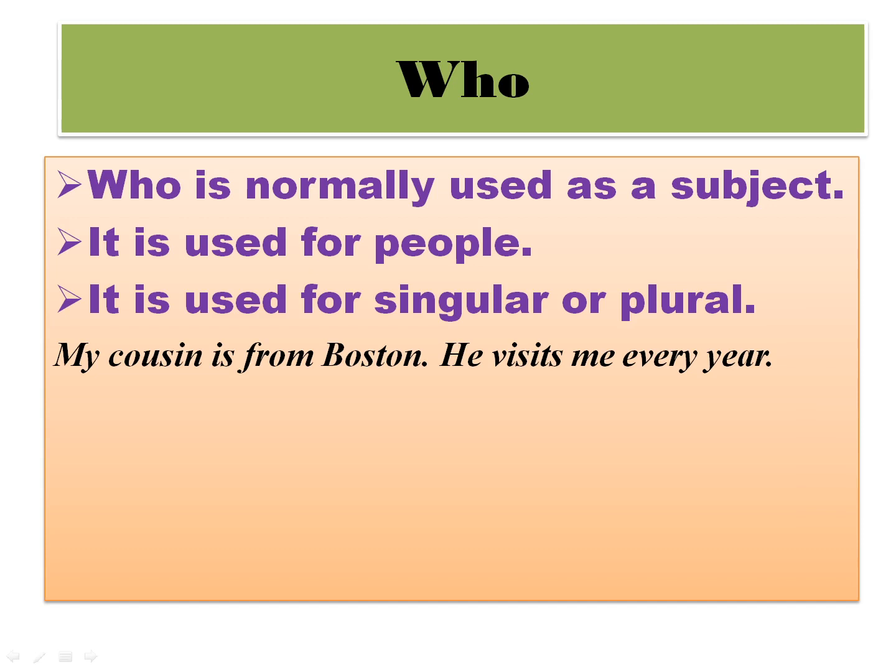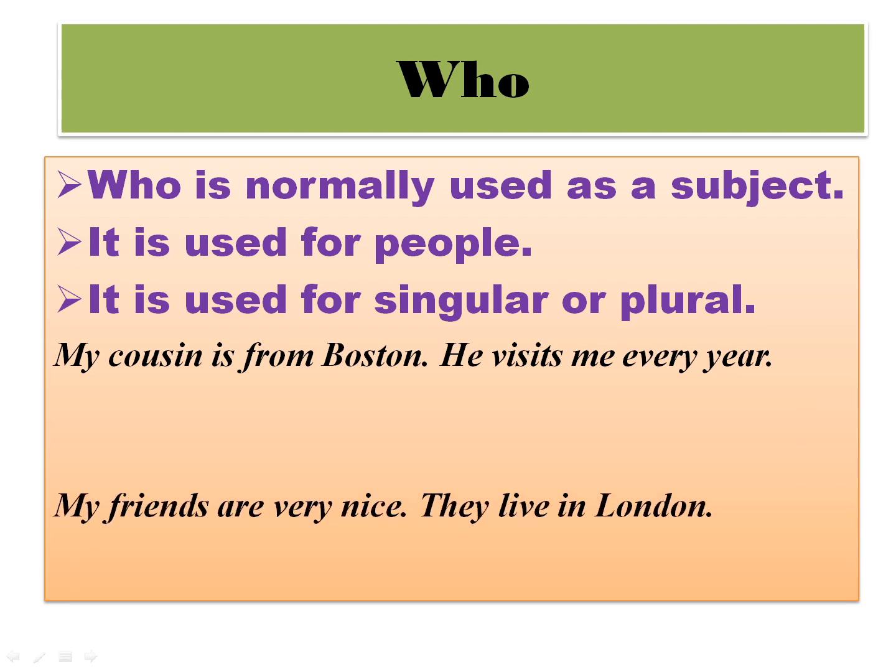Look at this example. My cousin is from Boston. He visits me every year. Now, two sentences here we have. We want to combine them into one sentence. And pay attention here, we have sentence number 2. My friends are very nice. They live in London. Again, we have two sentences, and we want to combine them into one sentence.